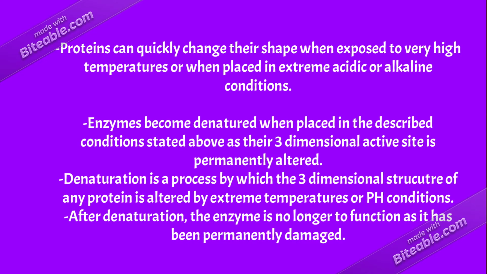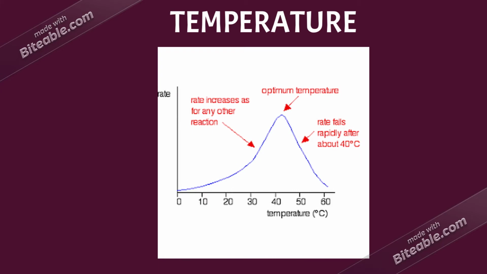Now, the first limiting factor that we are going to discuss is temperature. What is an optimum temperature? An optimum temperature is the temperature at which the enzyme can function the best. And that temperature is 37 degrees Celsius, which is the temperature of our body, and it can go up to 40 degrees Celsius. But after 40 degrees Celsius, and beyond 50 and then 60, the enzyme gets denatured.